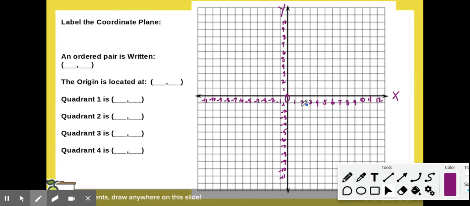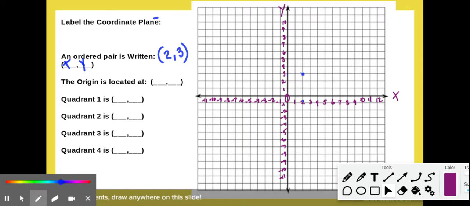Whenever I want to graph, an ordered pair is always written with the x value first and then the y value. For example, if I had (2, 3), I would say that the 2 is on the x-axis. X always comes before y, so I would go to positive 2 on my x-axis. And then I would go up to 3 on my y, and I would put a dot right there, and that's how I would plot that point. I'm not drawing a line up and over. I'm just drawing a dot right where they would meet.